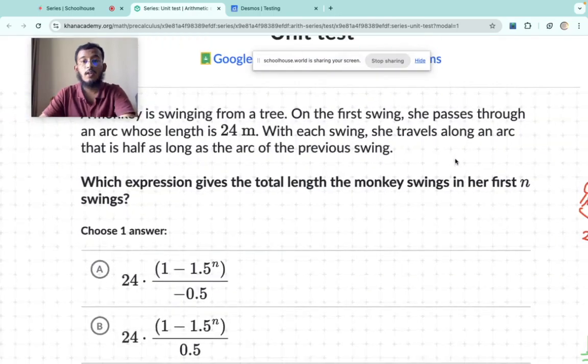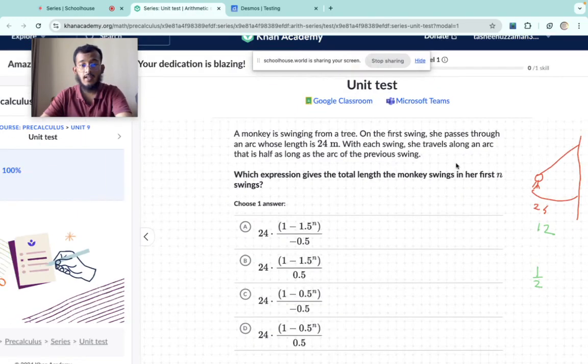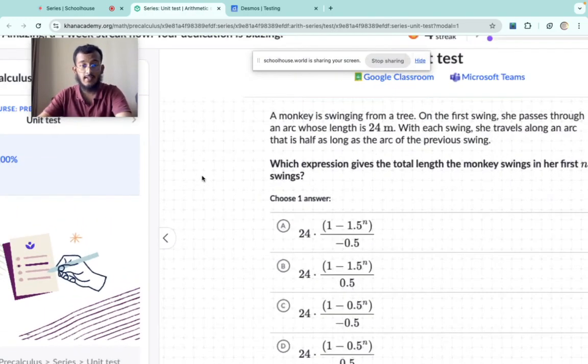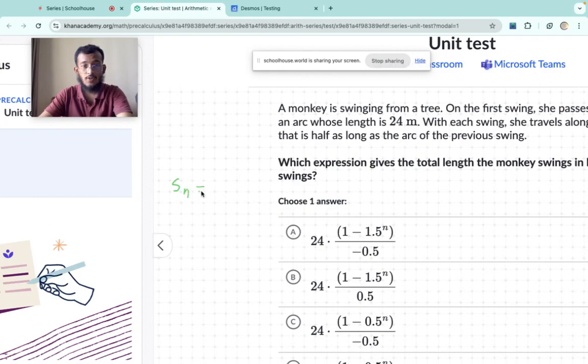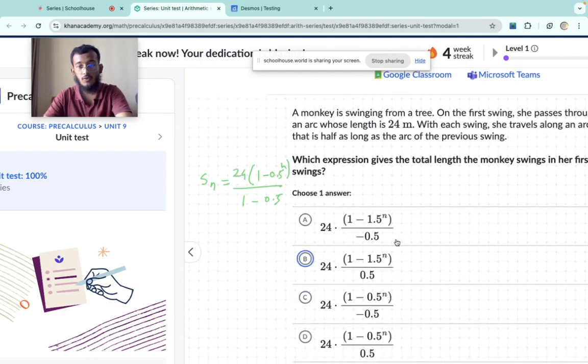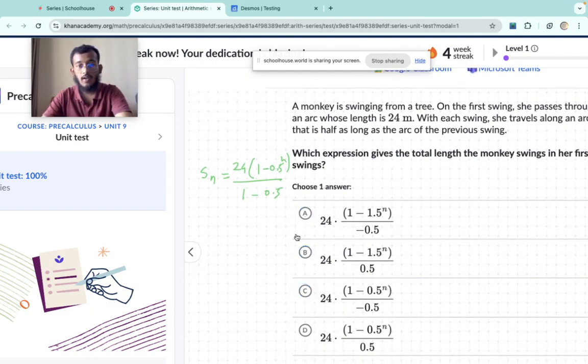So with each swing, she travels along an arc that is half as long as the arc of the previous swing. Which expression gives the total length the monkey swings in her first n swings? So here they're asking us to find Sn, which is equal to a, the first term, 24, times 1 minus r, which is 0.5, to the power n, over 1 minus 0.5, which is equal to negative 0.5. So let's see which answer choice has our calculation here.